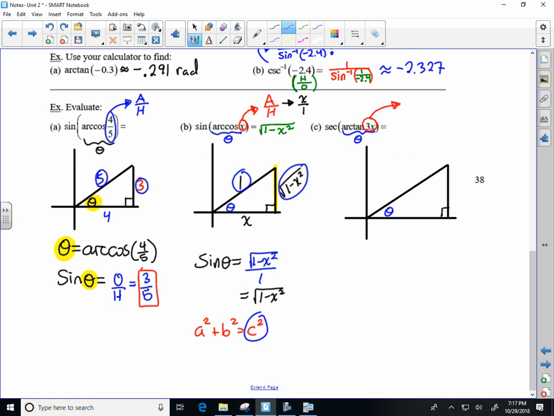is the OA part of SOHCAHTOA. So I'm looking at a 3x over 1. So opposite side, adjacent side. And then from that, we can get our hypotenuse using the Pythagorean theorem, which would be what? 1 plus 9x squared, or 9x squared plus 1. All right. And so the secant of that theta is what I'm looking for.